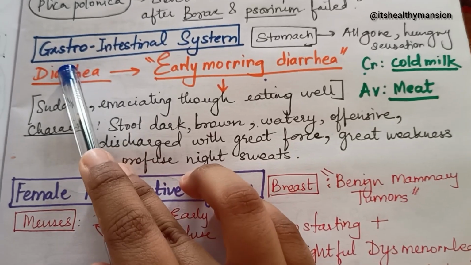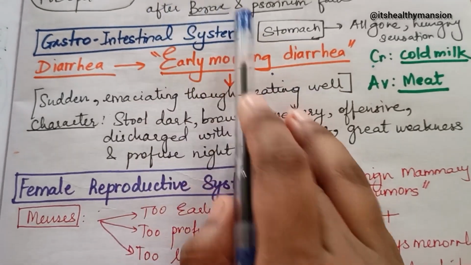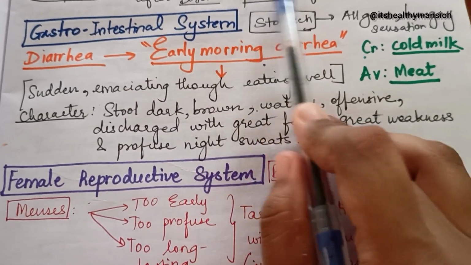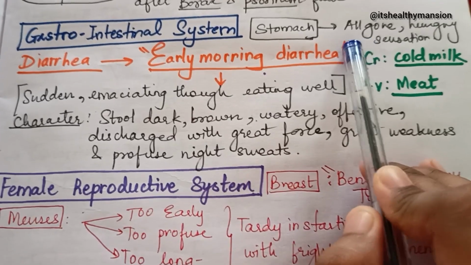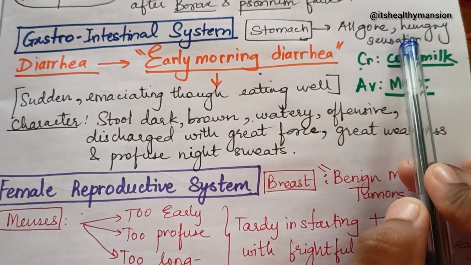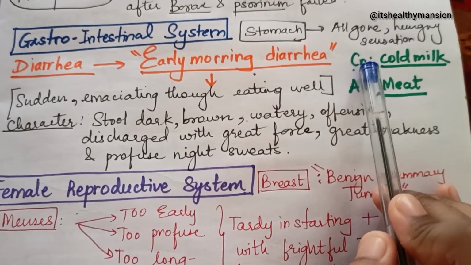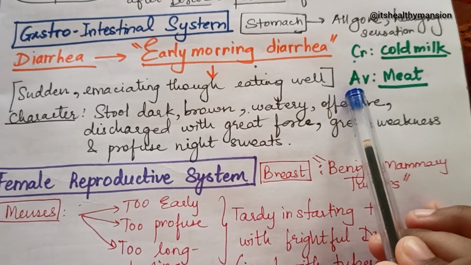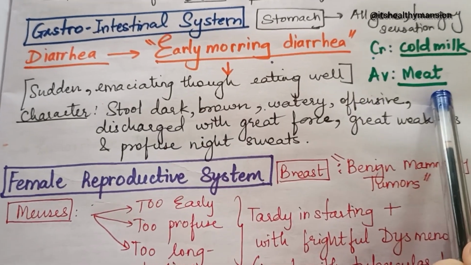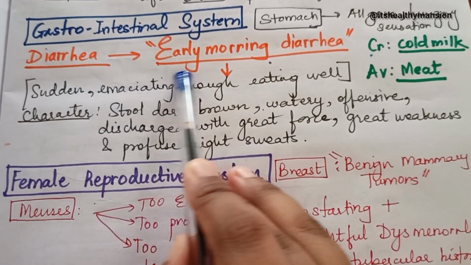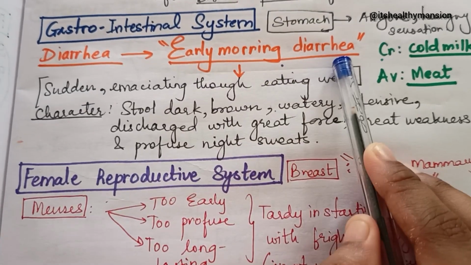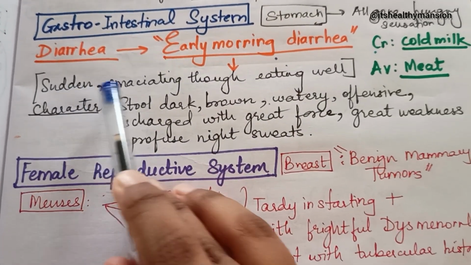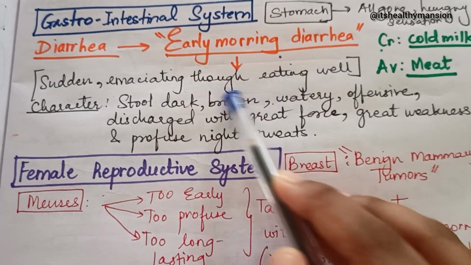Now next is gastrointestinal system symptoms. It is helpful in stomach where there is an all-gone hungry sensation. Tuberculin patient craves cold milk and there is a great aversion for meat. There is diarrhea. Diarrhea usually early morning diarrhea. It is sudden, emaciating though eating well.